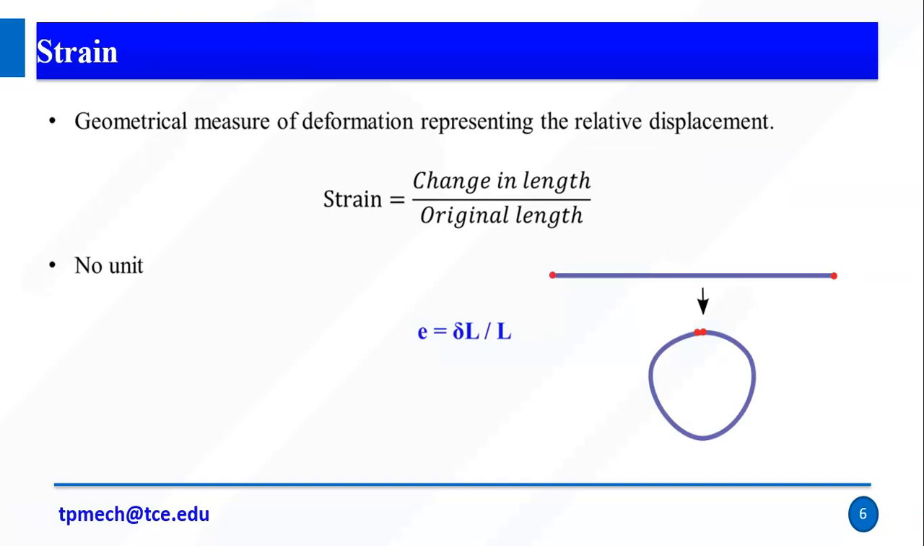Strain is nothing but the ratio of change in length to original length. If I consider any object and apply pressure or force, the cross section of that object may change due to the deformation. So this change in length by original length is our strain. Both are in the same unit. If you measure length in mm, both are in mm. So there is no unit for strain. Right, so strain is nothing but change in length by original length.